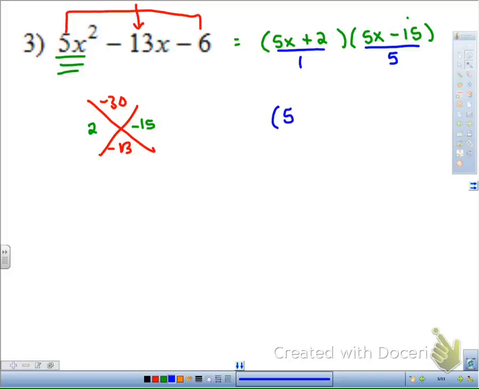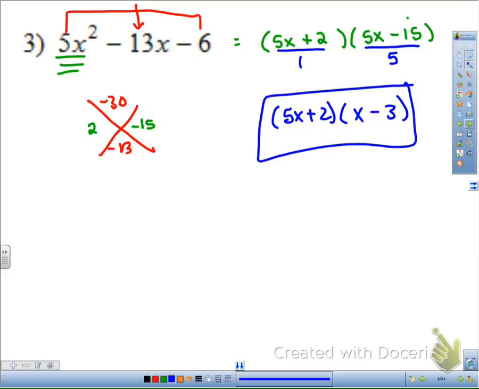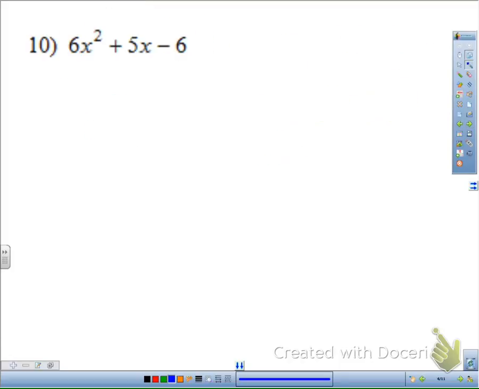And let's write our final answers. 5x plus 2 times x minus 3. And these two binomials multiply to give me that quadratic. Okay, that'd be my factored answer. One more here. So please pause the video and give the students 3 minutes to factor this problem.